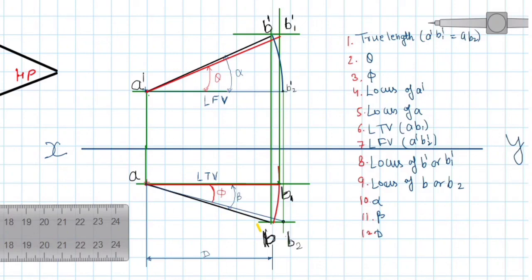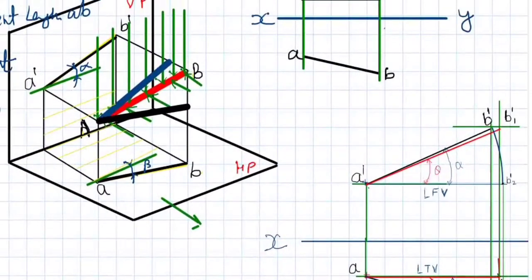So if I explain that with the help of these planes, for example, this is the line AB. Now this line is inclined to both the planes. Okay, there will be n number of planes. One plane, for example, is here. Some vertical planes will be there. Okay, so these are the planes. What we are doing? We are rotating this line.